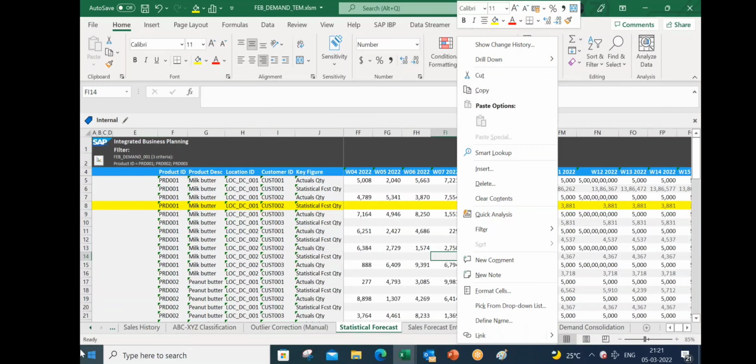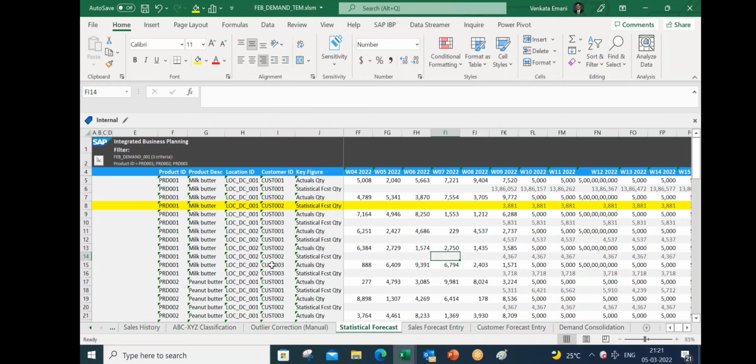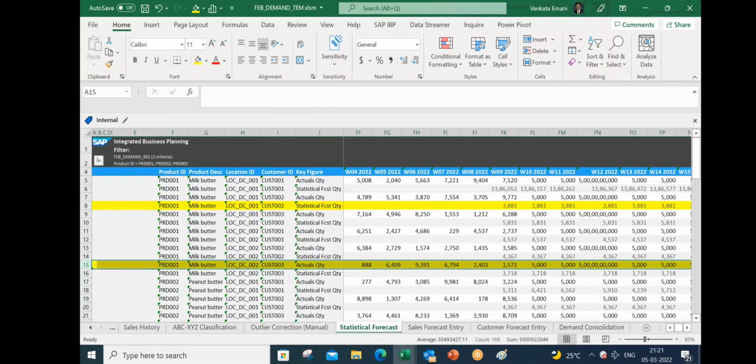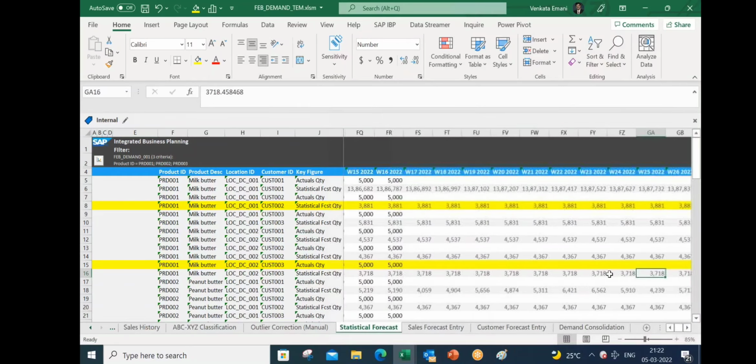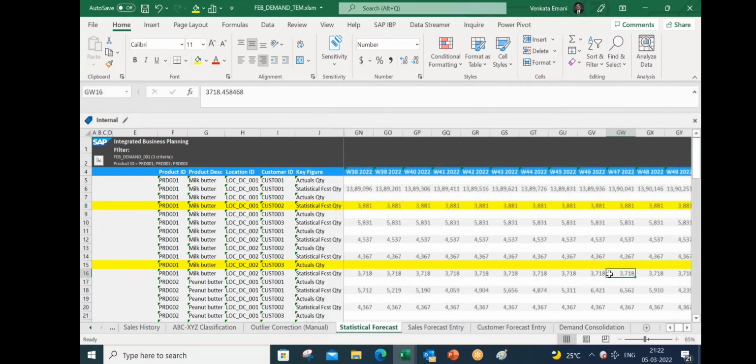And we saw zeros somewhere, Customer 3, but that is filled now. Product 1, this one. See here also, the statistical forecasting got generated correctly. Before it was 0, right? Now it is having values. It is not 0.